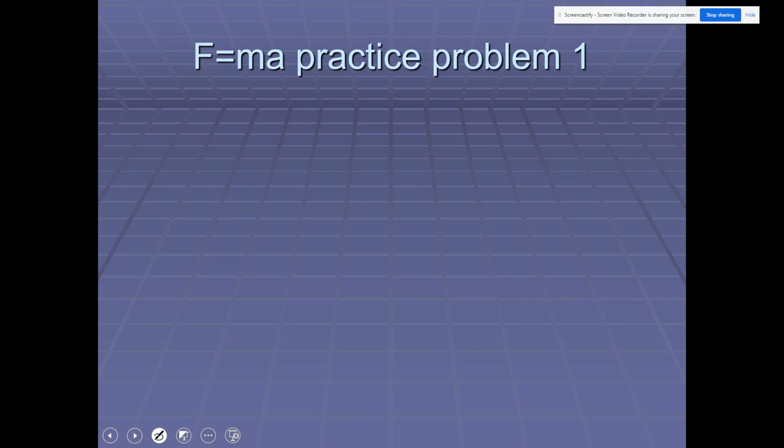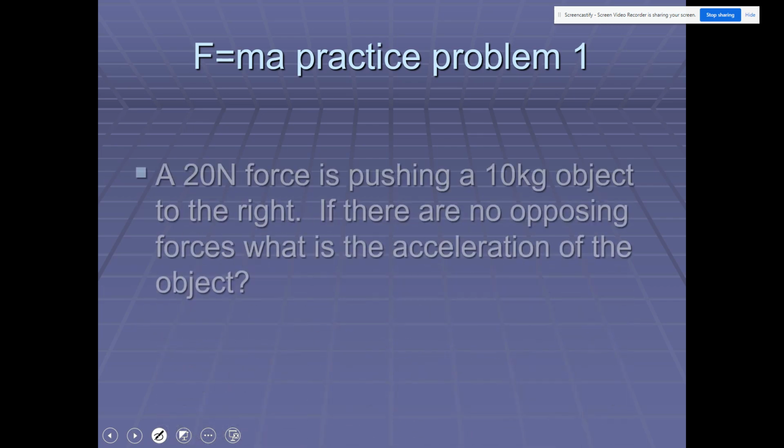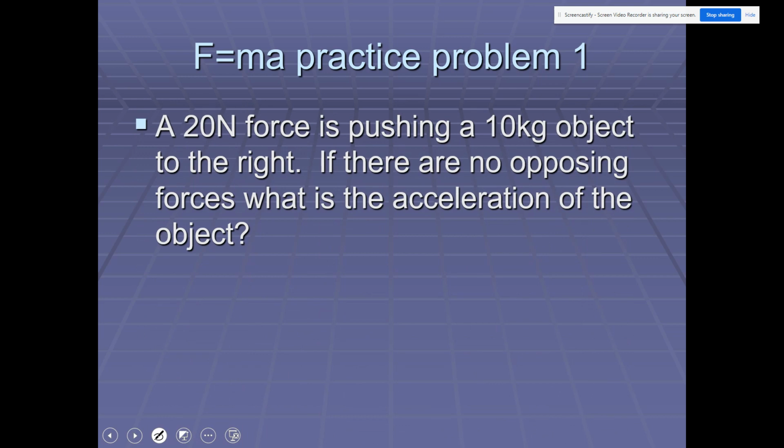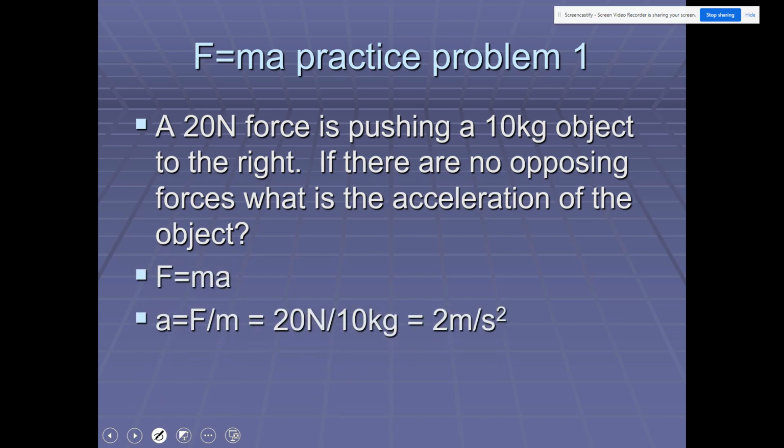All right, let's do a little practice with our force equals mass times acceleration. Problem number 1. A 20 Newton force is pushing a 10 kilogram object to the right. If there are no opposing forces, what is the acceleration? Remember, an acceleration is a change in the velocity, so this is going to be a change in the motion. There's the formula. Manipulate it so that you're solving for acceleration. Plug those numbers in. You should get 2 meters per second squared.